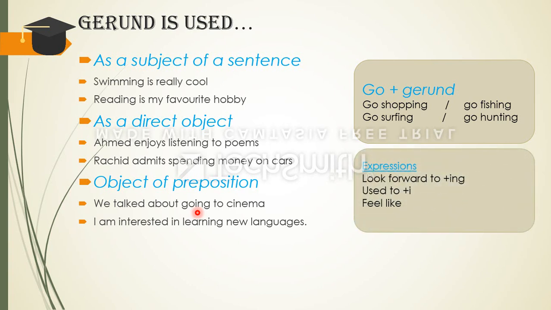Also, the gerund is used after certain expressions. These expressions are look forward to, used to, and feel like. Whenever you have these three expressions, and there are others by the way, you know that you have to follow them by an ing form. For example, I'm looking forward to seeing you. I used to sleep in, for example, while the air conditioner is on. I feel like going to cinema, which means I want to go to cinema.